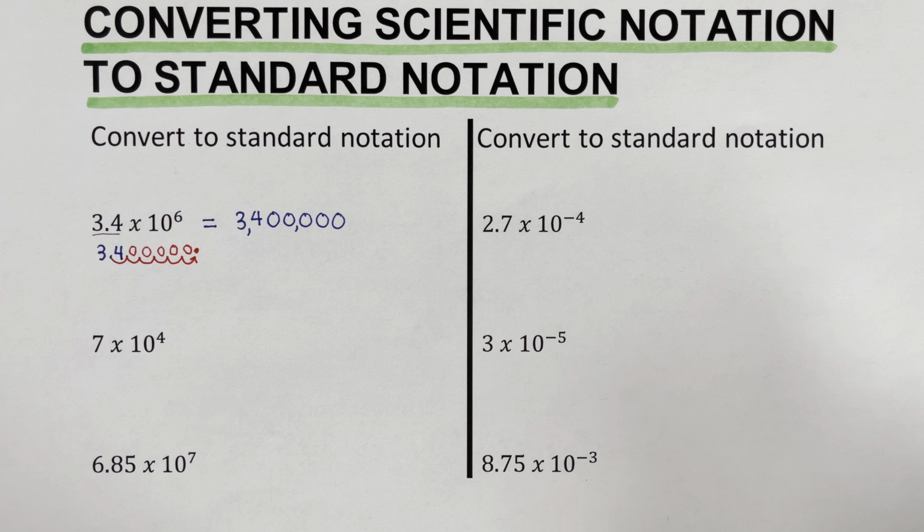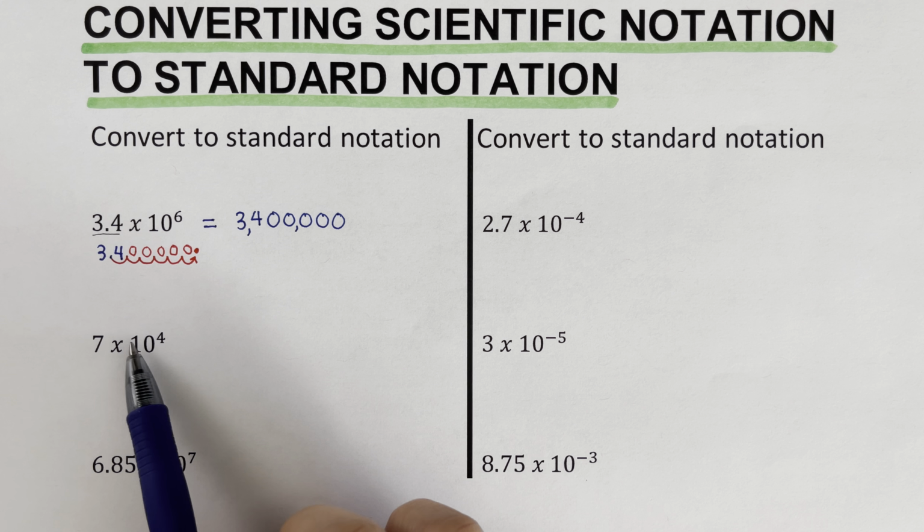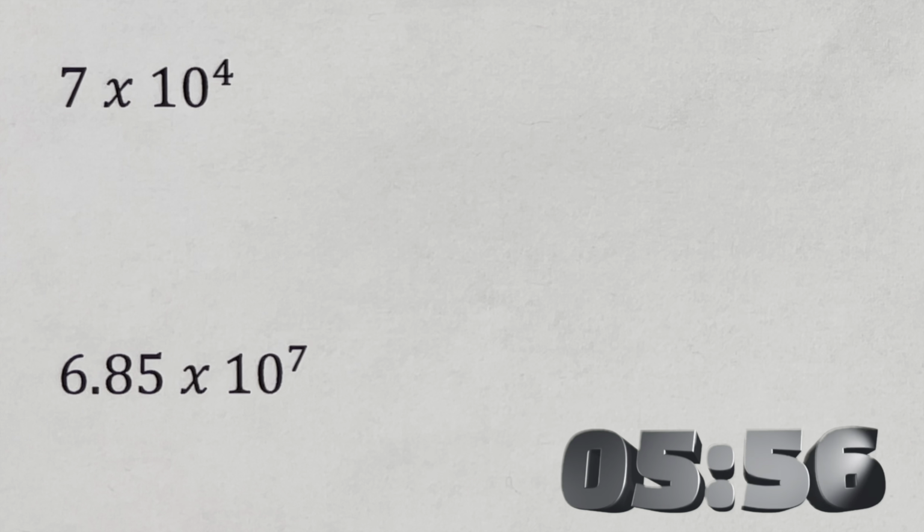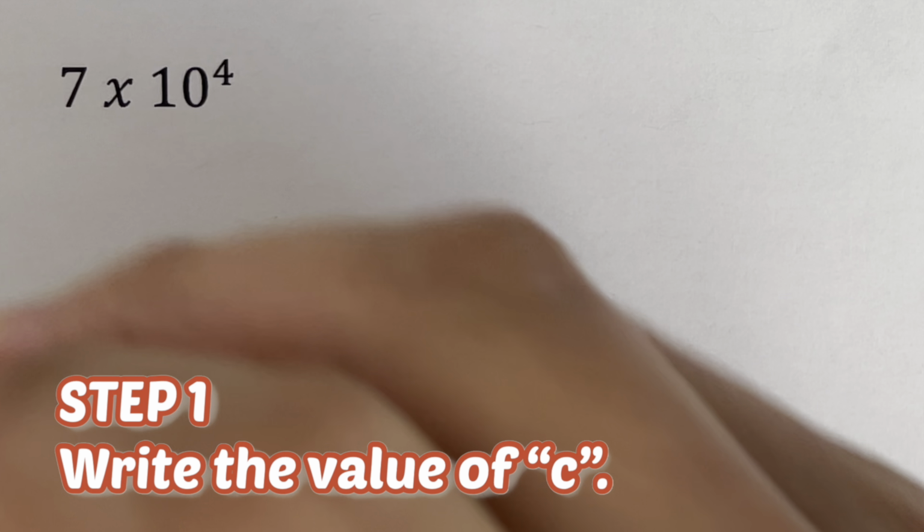At this time, I would encourage you to pause this video and try these 2 problems out on your own. And when you're done, unpause it and check your answer. Okay, so we go over the problem here. Again, the first step is to write the value of C. Our C is 7. So I'm just going to go ahead and write 7 here.